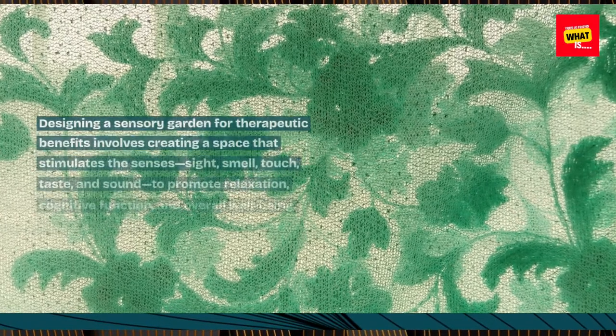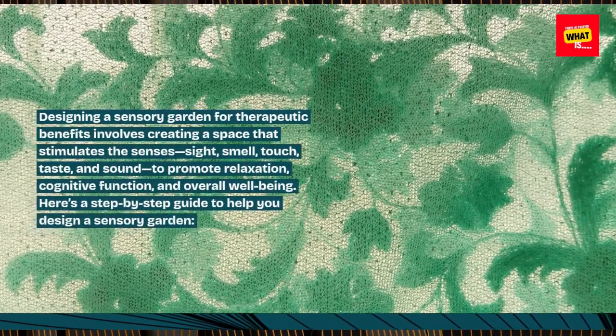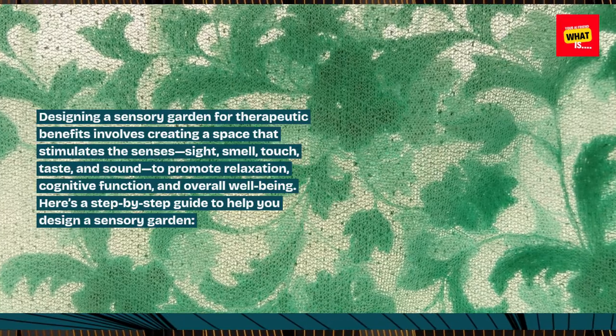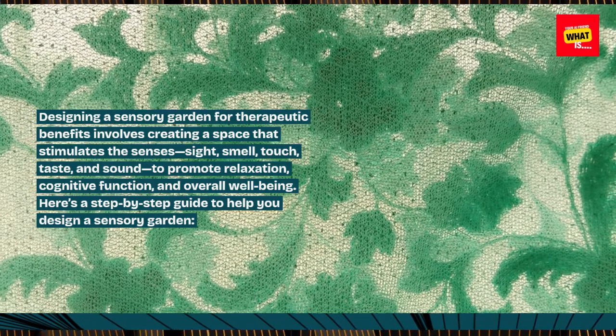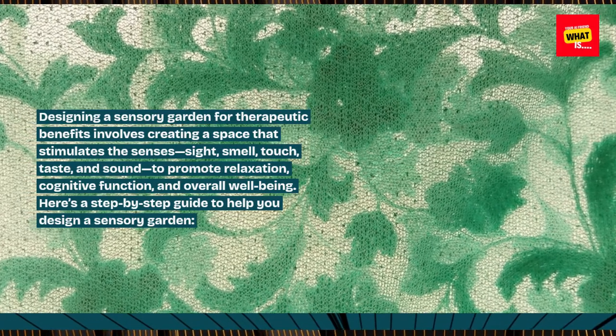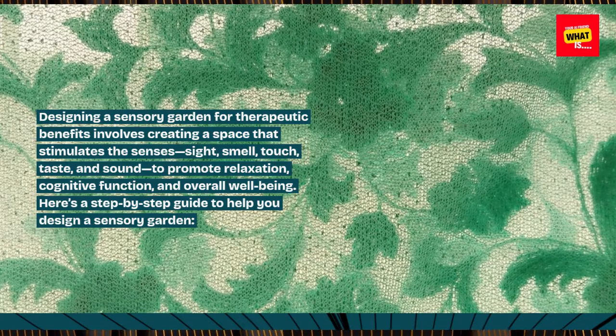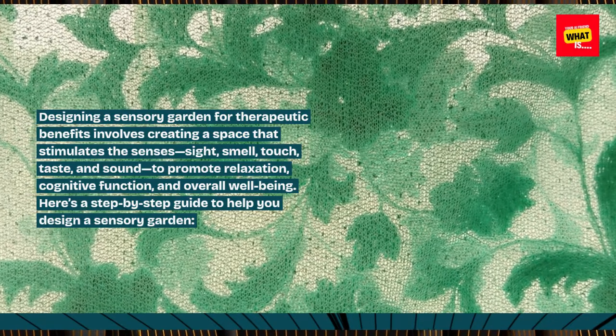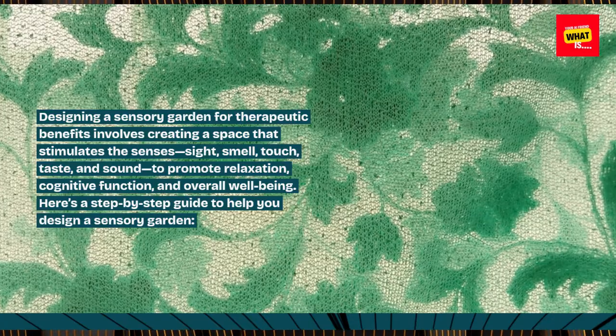Designing a sensory garden for therapeutic benefits involves creating a space that stimulates the senses: sight, smell, touch, taste, and sound, to promote relaxation, cognitive function, and overall well-being. Here's a step-by-step guide to help you design a sensory garden.